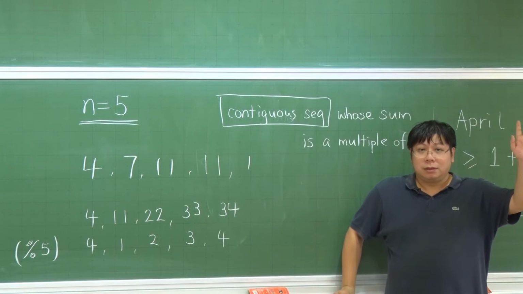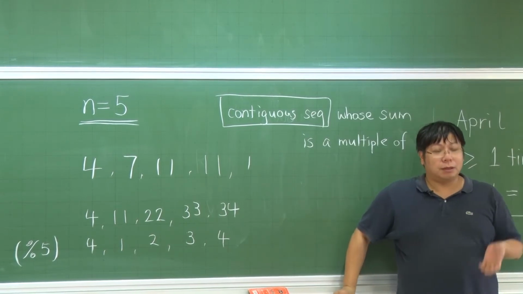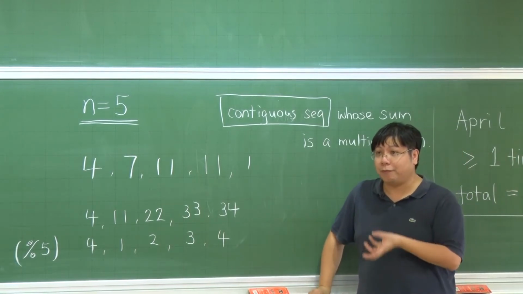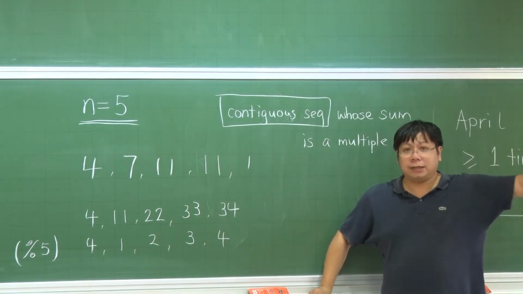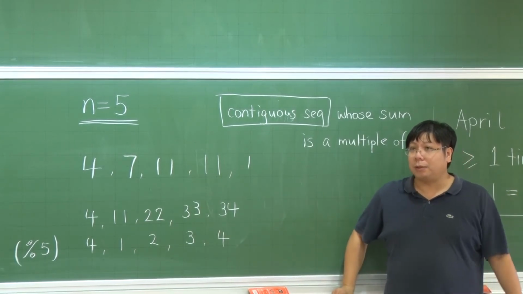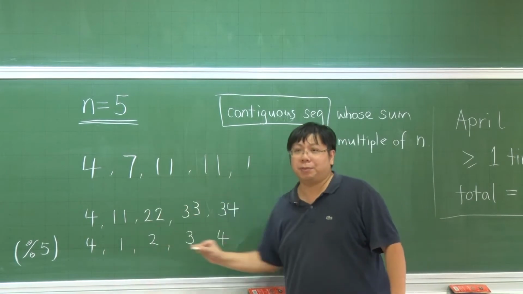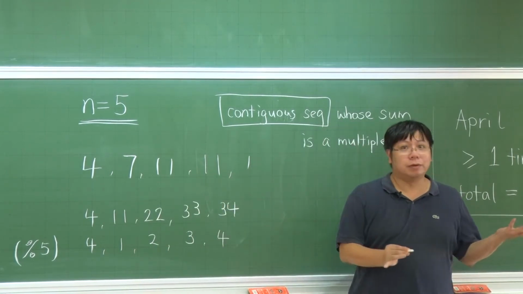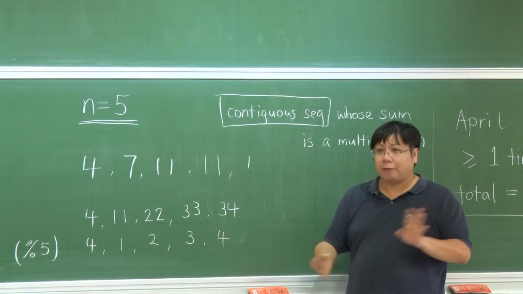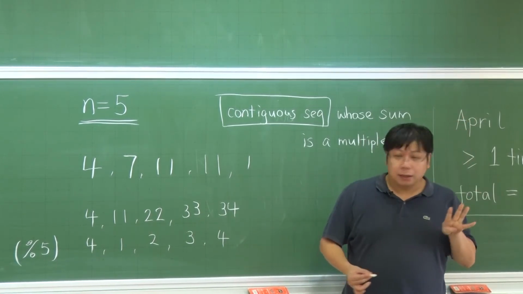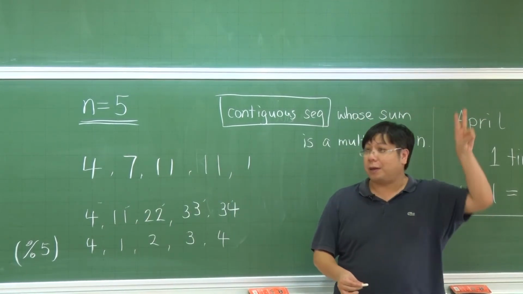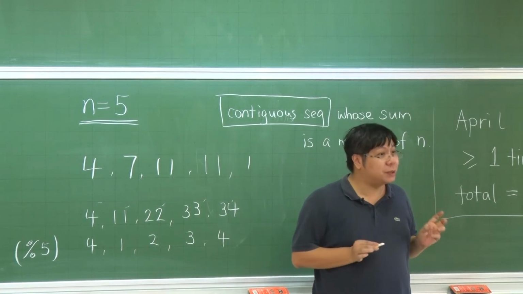Because what can the remainder be? Originally it can be 0, 1, 2, 3, and 4. But you don't have any 0 anymore, because there is no prefix that adds up to a multiple of 5. So all of them are a multiple of 5 plus 1, 2, 3, or 4. There are 4 types, but 5 numbers. So 2 of them must have the same type. This is the pigeonhole principle.